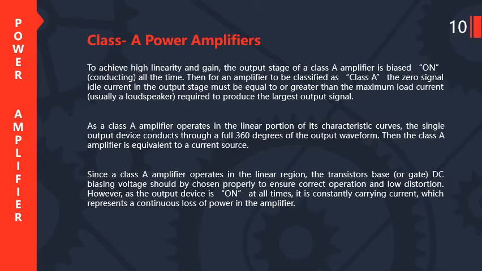Since a class A amplifier operates in a linear region, the transistor base DC biasing voltage should be chosen properly to ensure correct operation and low distortion. However, as the output device is on all the time, it is constantly carrying current, which represents a continuous loss of power in the amplifier.